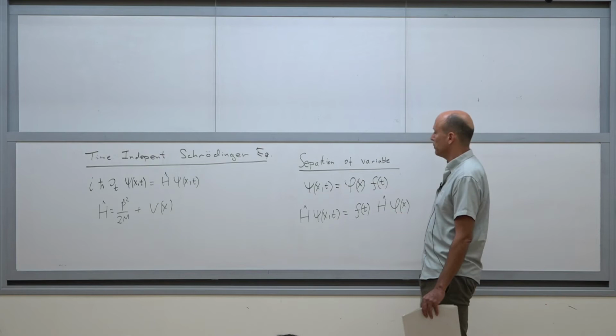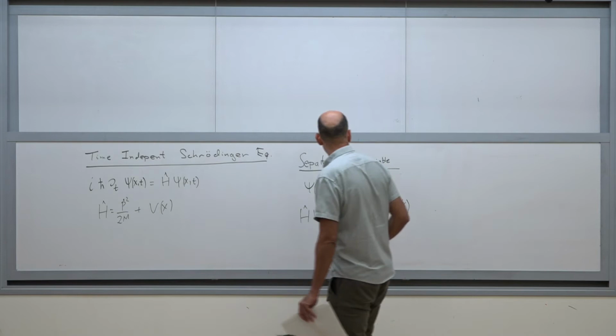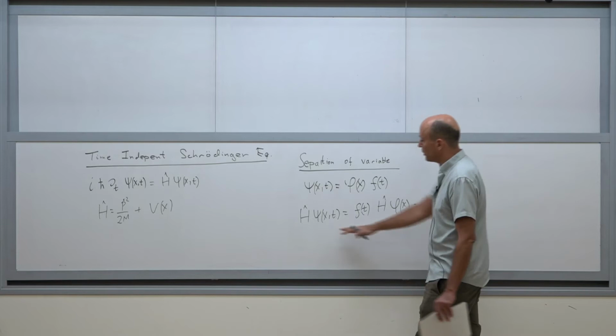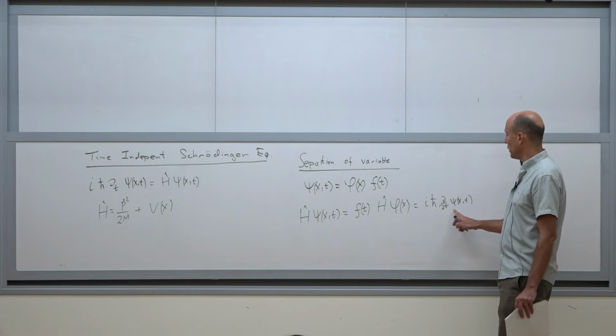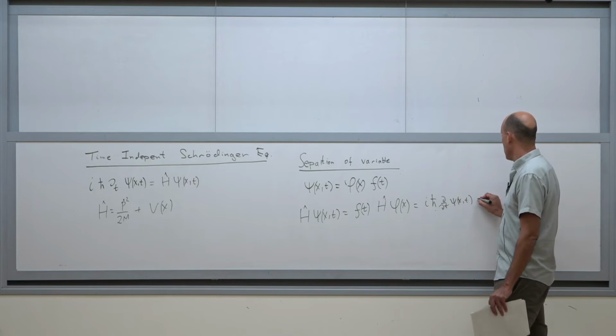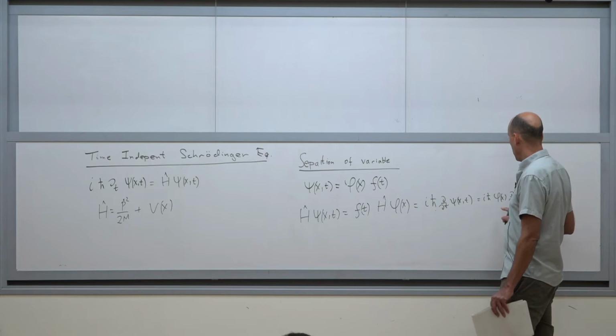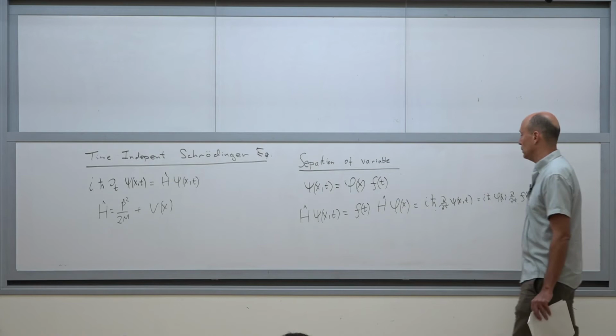On the other hand, I know that this guy is i h bar d over dt psi. How do I know that? That is the Schrödinger equation. Now you have here the time derivative. And this guy is f of t times phi of x. So what will happen here? Exactly the opposite. Here I'll get i h bar phi of x d over dt f of t. Again, because this guy, phi, is independent of time now.